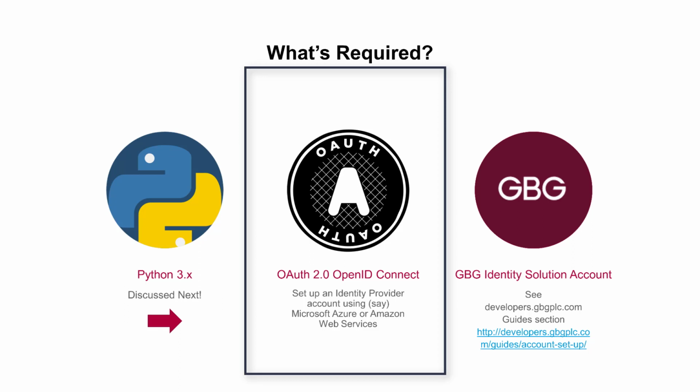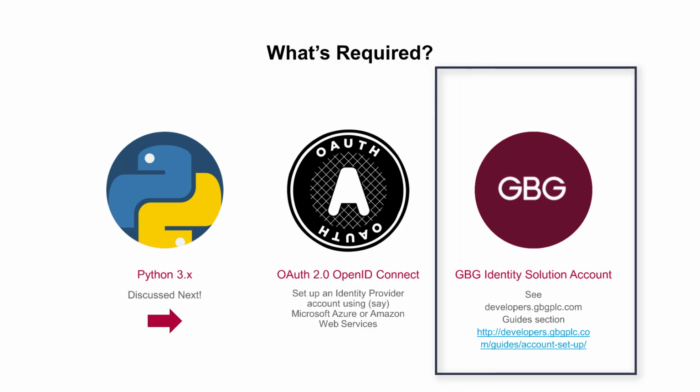OAuth 2.0 allows a user to authenticate with their cloud provider and for the GBG identity solution to accept that authentication to provide access to the GBG service. Thirdly, go to the GBG developers site and there is information there about how to register with GBG for an account. The main thing you'll need to provide is that OAuth 2.0 URL.